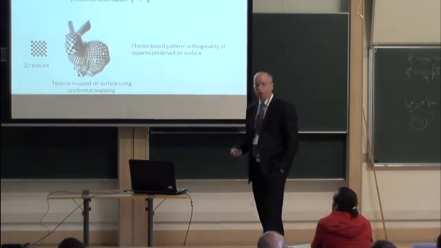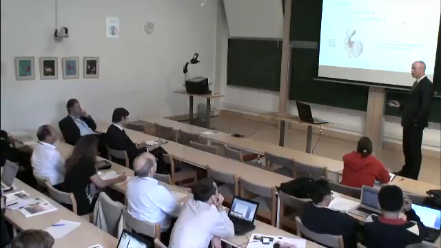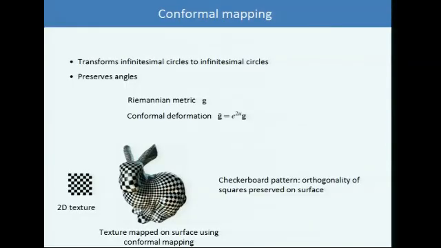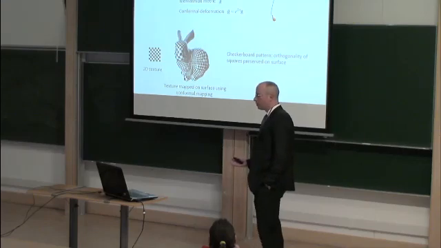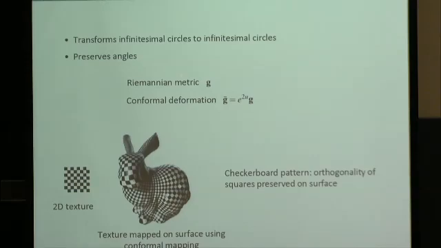So I mentioned we're using conformal mapping to solve this problem. I'm sure many of you are familiar with conformal mapping. It transforms infinitesimal circles into infinitesimal circles in a way that preserves angles. So if you have a Riemannian metric G, you can apply a conformal deformation G bar, which will preserve the angles. For example, here we have a 2D texture that has been texture mapped onto the surface of a bunny. And if you look at the checkerboard pattern on the surface of the bunny, the orthogonality of the squares is preserved on the surface. So this is a conformal mapping.